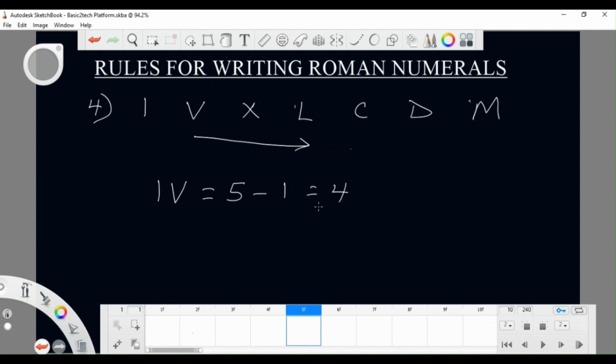If you have, for example, XL. Again, X is 10, L is 50. When a small symbol comes before the larger value, we subtract. So it becomes 50 minus 10. So that gives us what? 40. So XL is equal to 40.